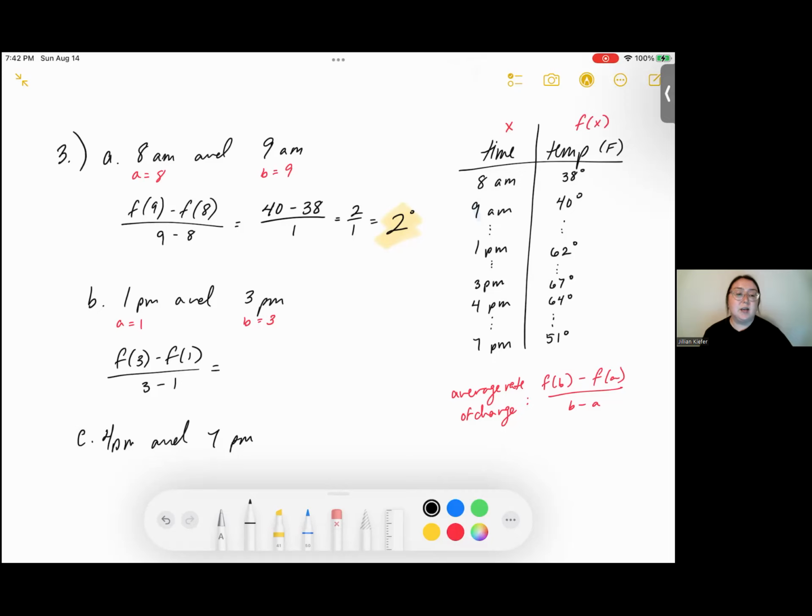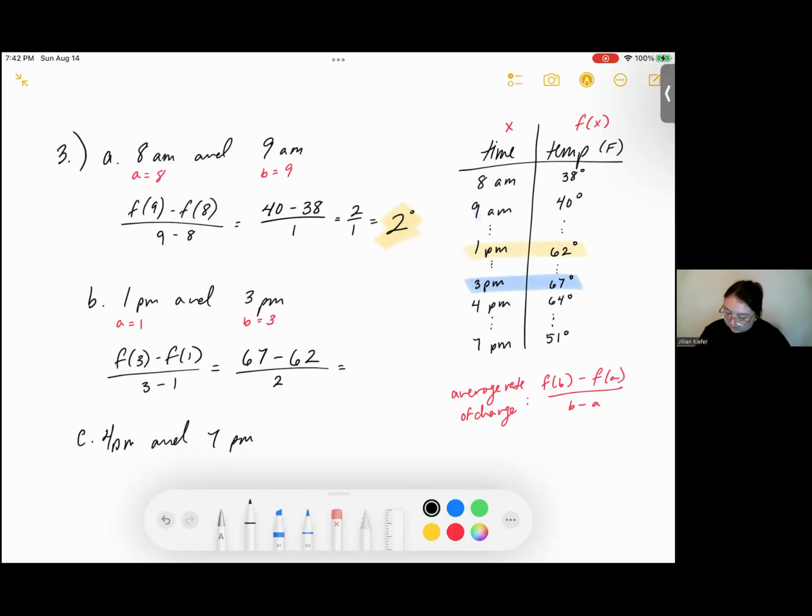So now we need to find the temperatures at 3 o'clock and 1 o'clock. At 1 p.m., our temperature was 62 degrees. And at 3 p.m., our temperature was 67 degrees. So f of 3 is the temperature at 3 o'clock, which is 67 degrees. Then f of 1 is our temperature at 1 o'clock, which is 62 degrees. Then it's divided by 3 minus 1, which is 2.